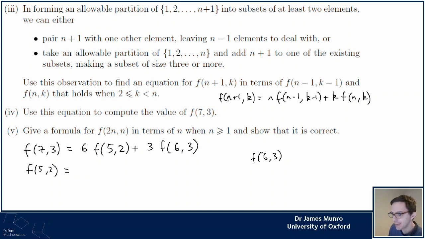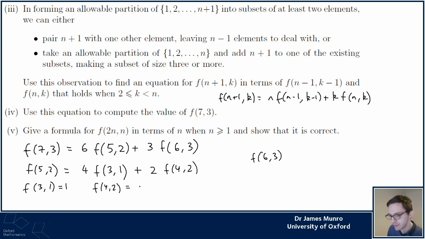f of 5, 2. So now I'm going to set n to 4, k to 2. n is 4, k is 2. So that's f of 3, 1, plus n is 4, k is 2. So now I need to work out f of 3, 1. Oh, hang on, that's just 1, isn't it? f of 3, 1 is 1 by part 2, we said. If you're going to put them all into one subset, as long as you've got enough of them, there's only one way to do that. But I do need to work out f of 4, 2.